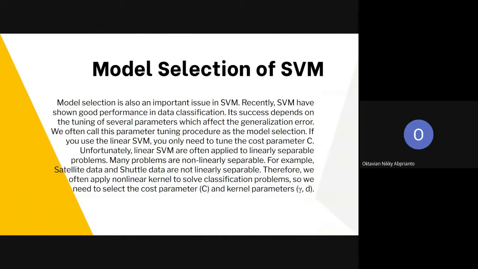If you use the linear SVM, you only need to tune the cost parameter C. Unfortunately, linear SVMs are often applied to linearly separable problems. Many problems are non-linearly separable. For example, satellite data and shuttle data are not linearly separable. Therefore, we often apply a nonlinear kernel to solve classification problems. So we need to select the cost parameter C and kernel parameters gamma and d.